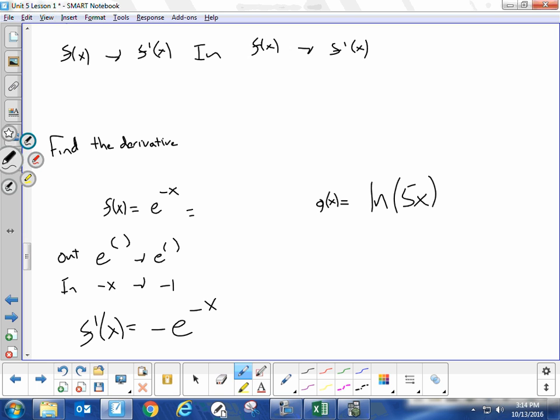Good. Outside and inside. The outside is log. The inside is 5x. The derivative of log is 1 over. The derivative of 5x is 5. What is fascinating is that 1 over 5x times 5 ends up just being 1 over x in this situation. Okay? Okay. More?